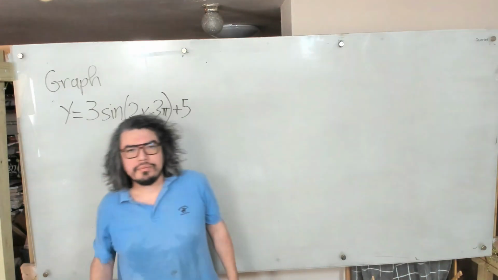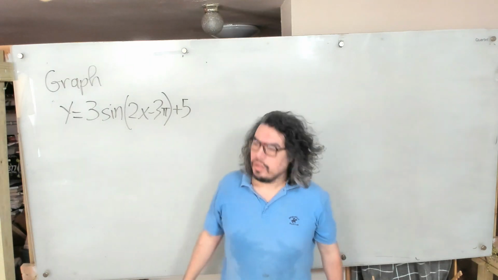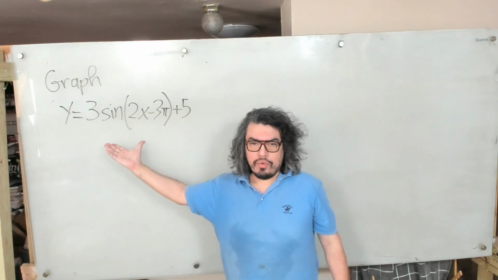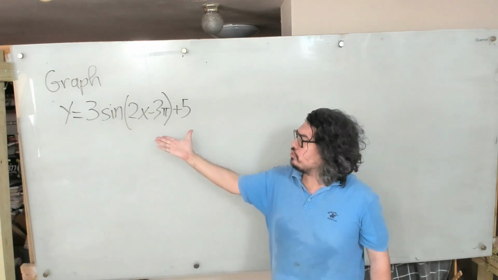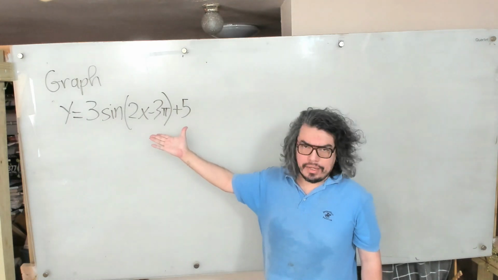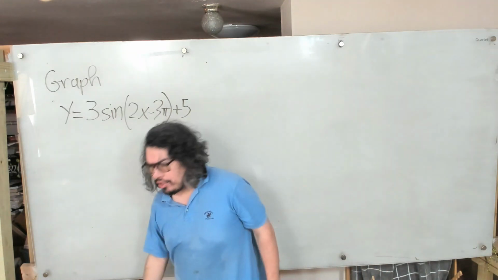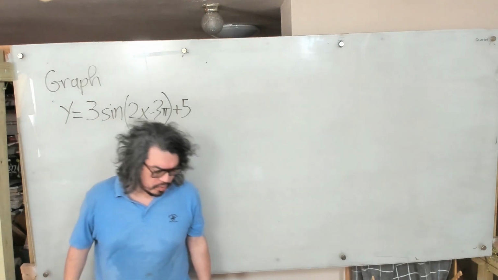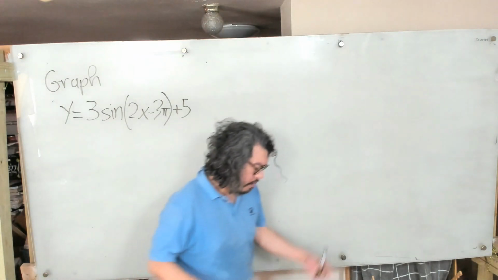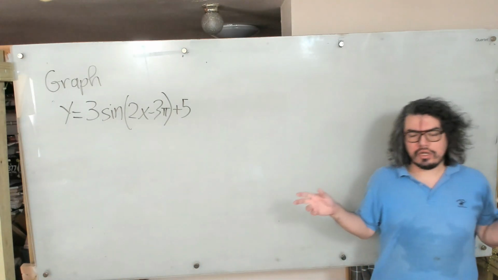Hello, ladies and gentlemen. So today, what I want to do is talk about how to graph y equals 3 sine of 2x minus 3 pi plus 5. Today, we're going to use this systematic technique. Let me just outline the way we're going to do this.